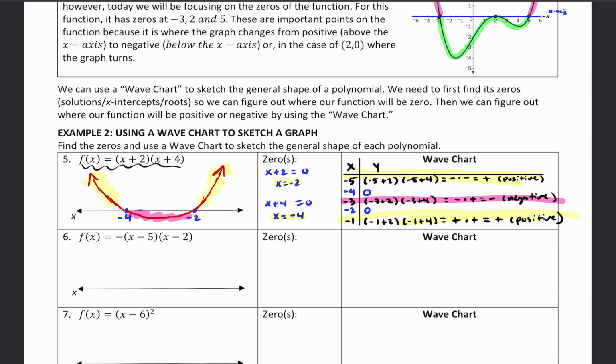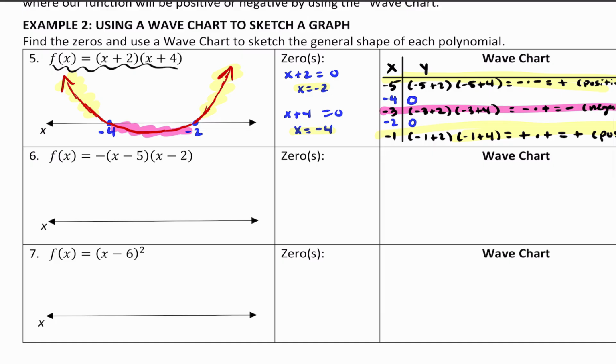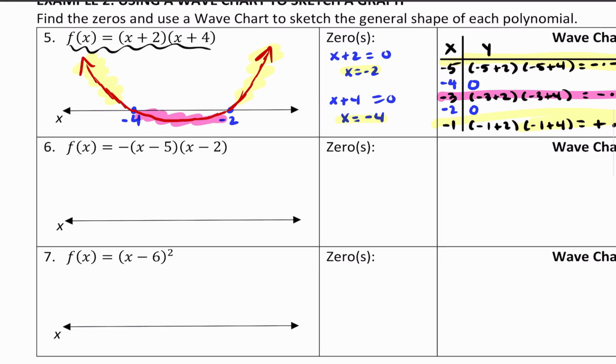Okay, let's do another one. So here we have f of x is equal to negative times x minus 5 times x minus 2. So this is already factored for us. So all I have to do is write x minus 5 equal to 0 and x minus 2 equal to 0. So x is equal to 5 and x is equal to 2. So our x-intercepts are 2 and 5.